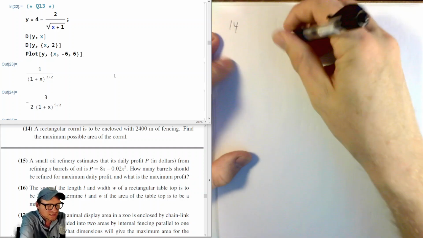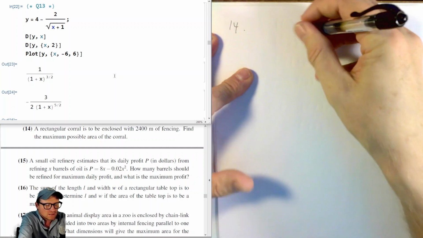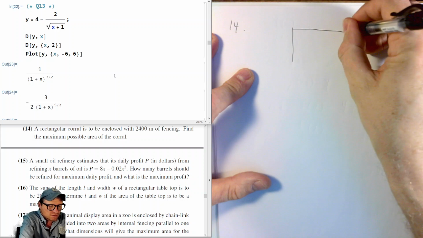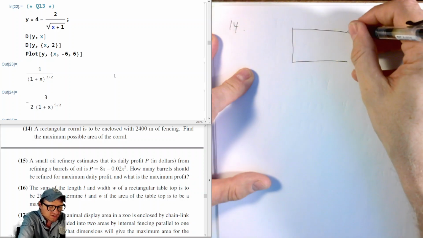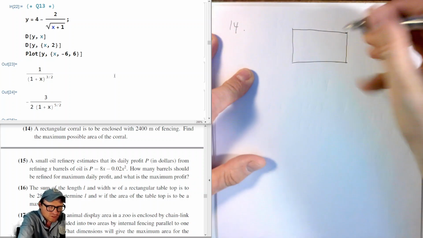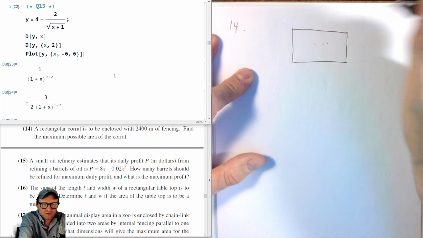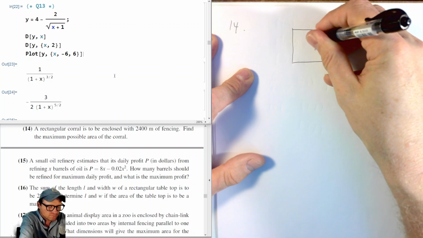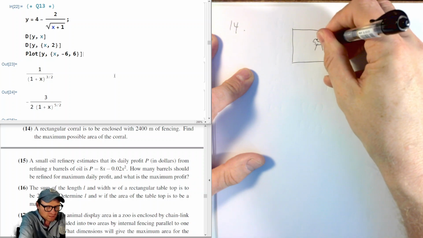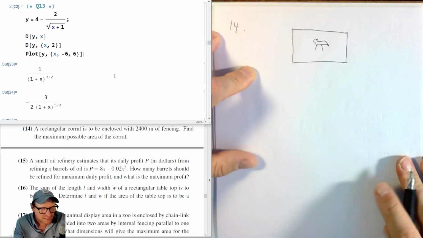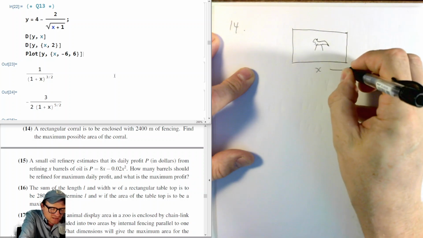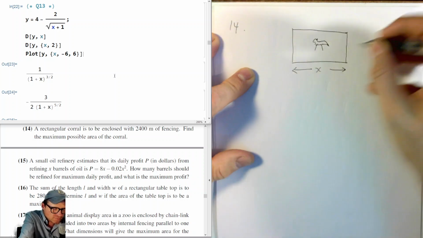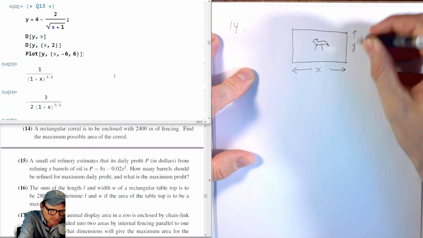So in question 14, what you want to do here is draw yourself a picture. Here is a rectangular corral, and in here you might draw yourself a horse. So there's my horse. All right, and so let's call the width of this x, and the width of this side, let's call that y.